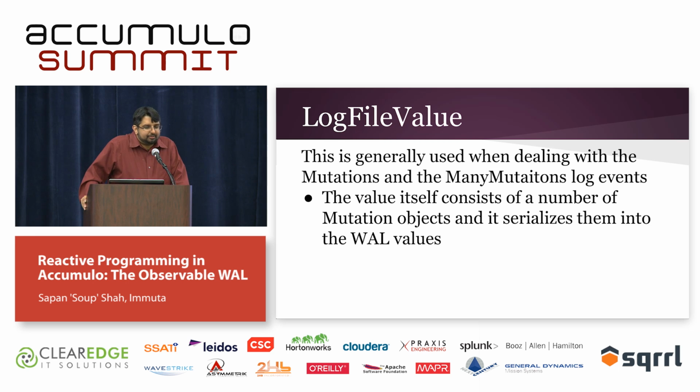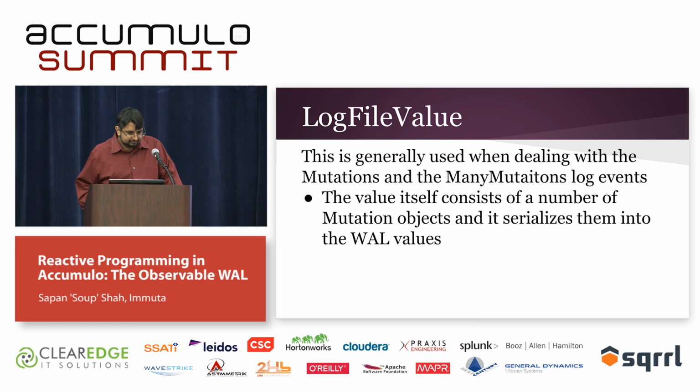The LogFileValue is generally used when you're dealing with the mutation and many mutation events. The value itself literally consists of a number of encoded mutation objects, and it serializes them to the write-ahead log. So it's literally a mutation object which you can then read into Thrift or read into JSON if you wanted to.